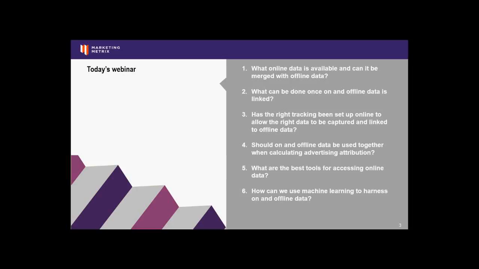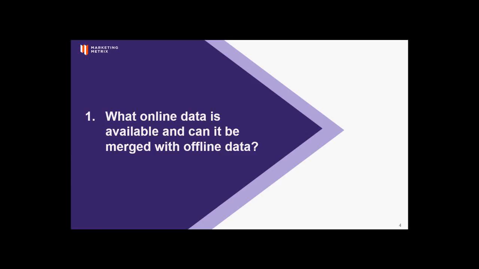So getting straight into the first question, what online data is available and can it be merged with offline data? So most people have some type of website tracking in place and are normally using tools such as Google Analytics, Universal Analytics, or Google Analytics Premium. Yahoo Web Analytics is another one, Clicky, and there's a whole range out there. There's a range of different types of data and website visitor behavior that can be captured from these tools in the form of dimensions and metrics.